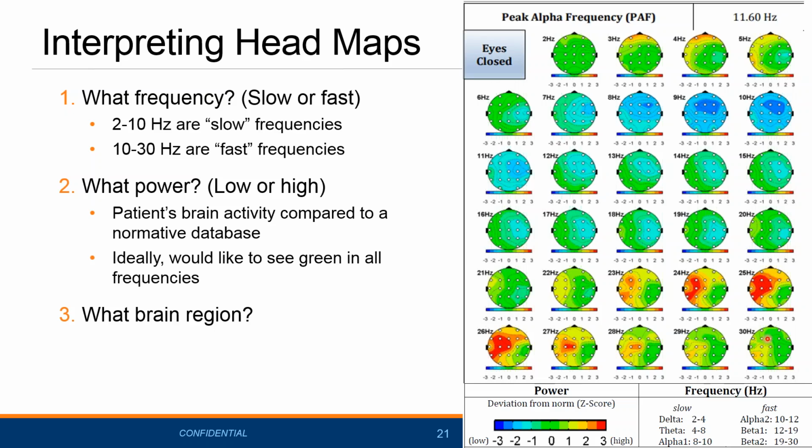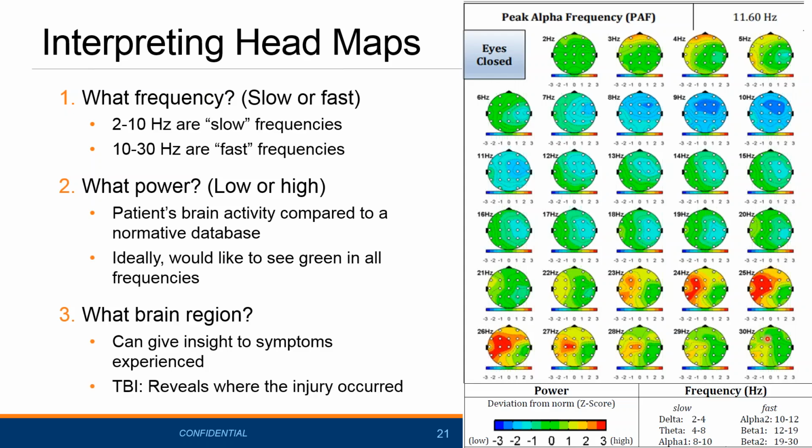And finally, we care about what brain region. Now, this brain region can give us insight into different symptoms experienced. If somebody has too high power in the frontal lobe, maybe that means they have trouble with affect and mood control. And in the case of TBI, oftentimes the location will give us insight into where the injury occurred. So I'll note that this is not a structural assessment. It doesn't mean that there's a physical lesion there in the brain. It just means that there's dysfunction there, but that perhaps that's where the initial coup, contrecoup occurred when the concussion occurred.